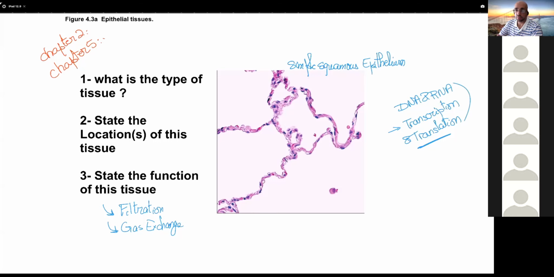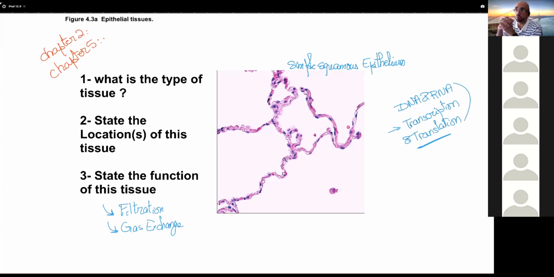Thank you so much. Tissue repair and glandular epithelium are not going to be on the lab exam, but they are going to be covered in the lecture exam. So for chapter 4, glandular epithelium is not covered in the lab exam, and tissue repair is not covered in the lab exam, but both topics are covered in the lecture exam.